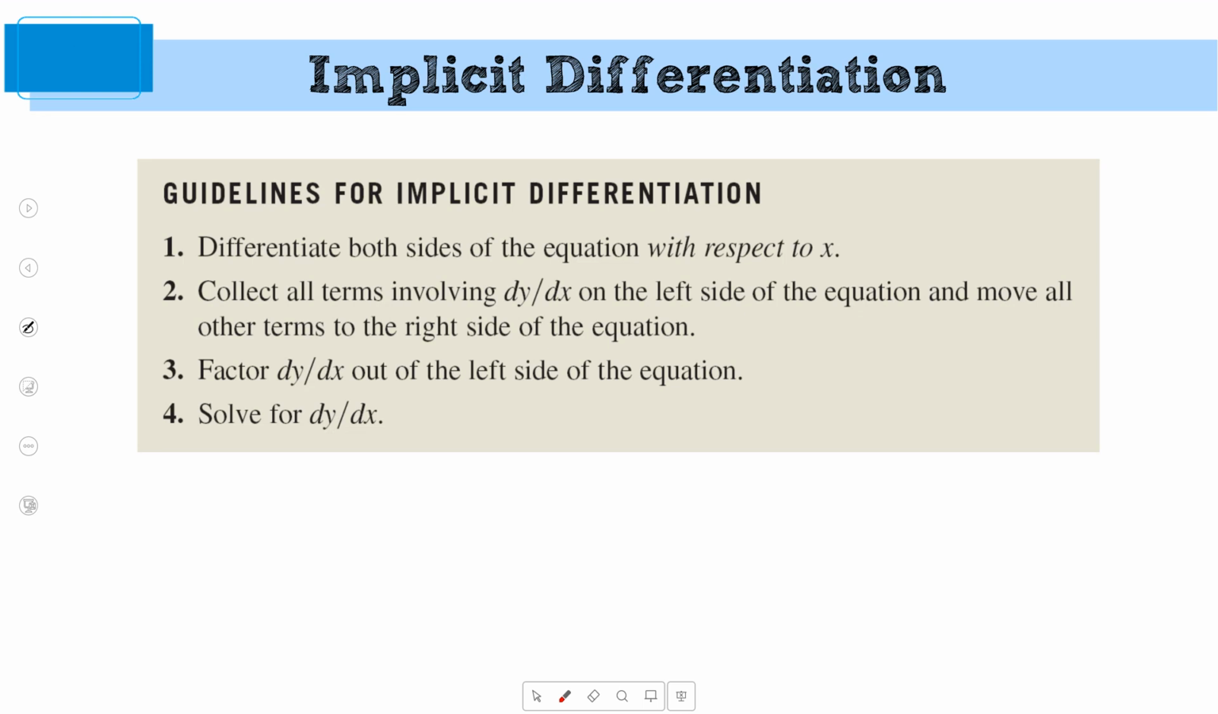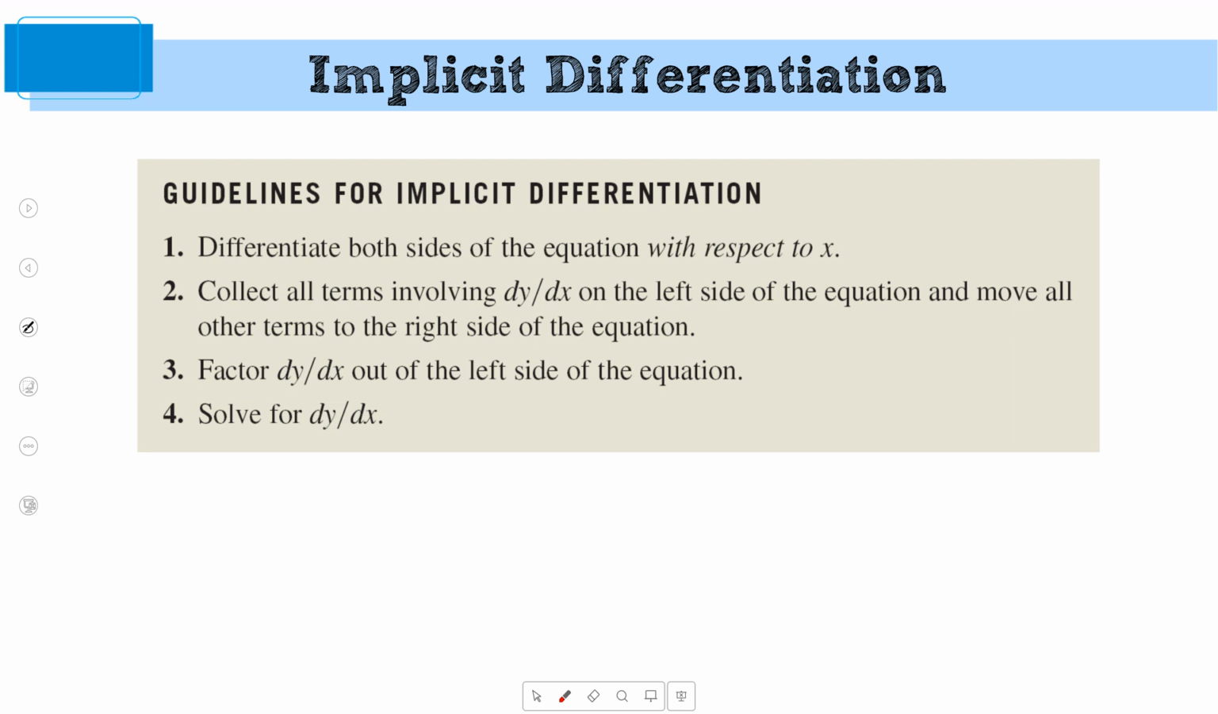4 steps. One of the things that we use is the notation dy dx. We've talked about this ad nauseum. The derivative of y with respect to x. I will show you a shortcut instead of writing dy dx every time, to make your life a little bit easier. We'll get to that in a minute.